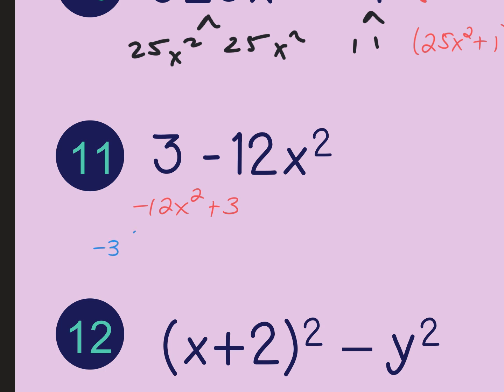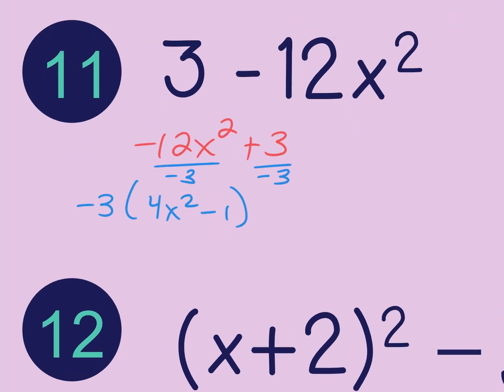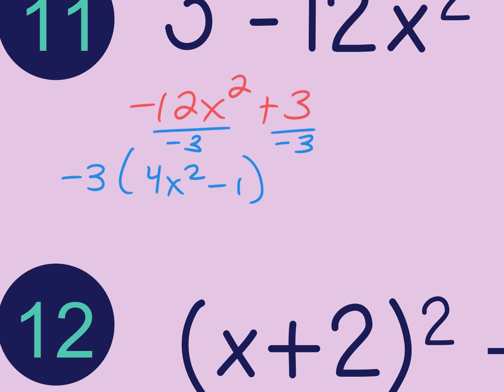We want to take out the negative. So, guys, watch what happens when I take out a negative. What's negative 12 divided by negative 3? 4, so I have 4x squared. What is 3 divided by negative 3? Negative 1, right? Look at what you're left with. Two terms? Yes? Minus sign in the middle? Yes. What should we check to see? If it's the difference of perfect squares.